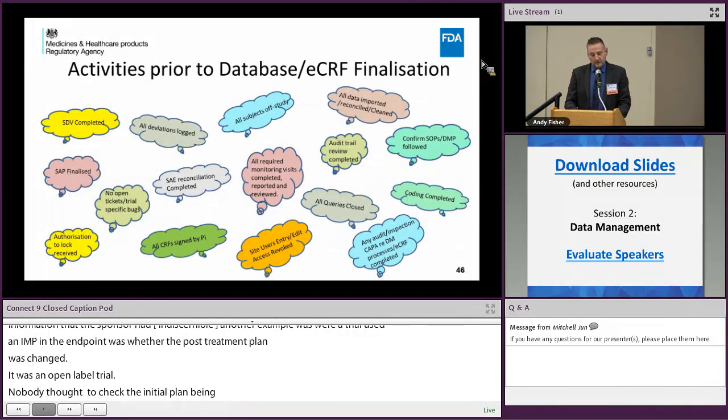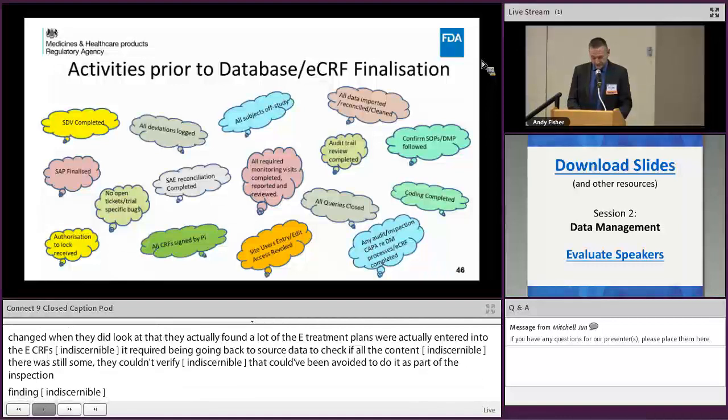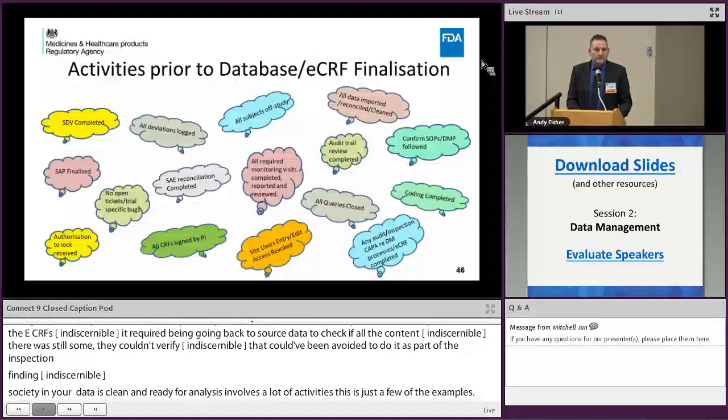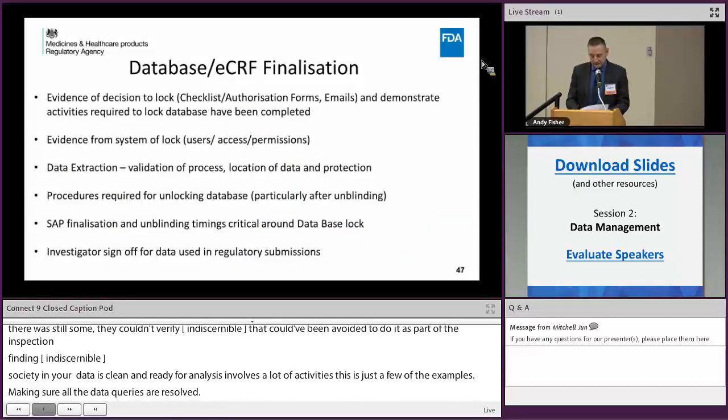So deciding your data is clean and ready for analysis involves lots of activities. These are just a few examples here, such as making sure all the data queries are resolved. It's a really important part of the process to get to this step that you're happy with the integrity of the data you're going to use for analysis at database lock.